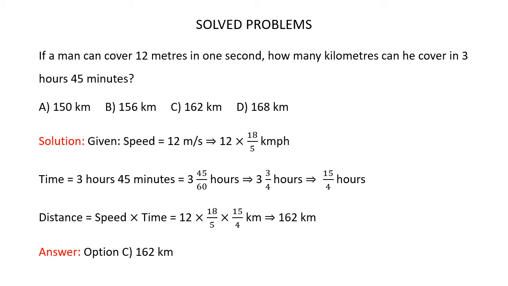Speed is 12 multiplied by 18 by 5 kilometers per hour. Now we know that distance is equal to speed multiplied by time. Substituting the values of speed and time in this formula, we have 12 multiplied by 18 upon 5 multiplied by 15 upon 4, which is nothing but 162 kilometers. So distance is 162 kilometers. The correct answer is option C, 162 kilometers.